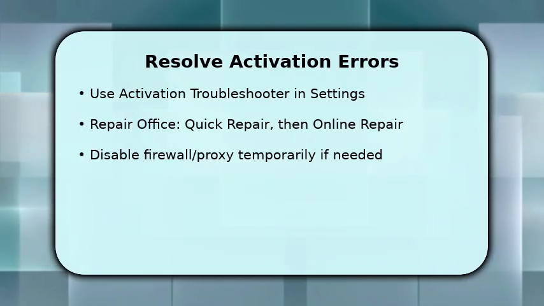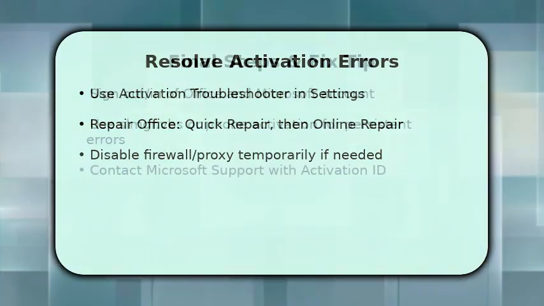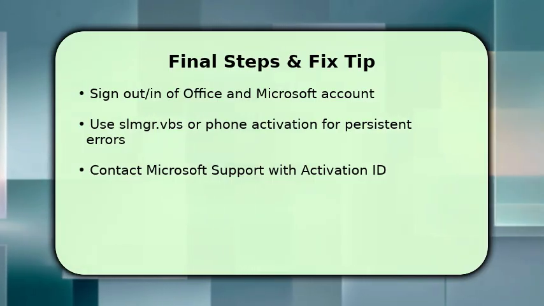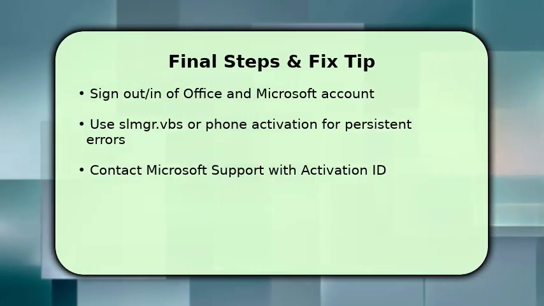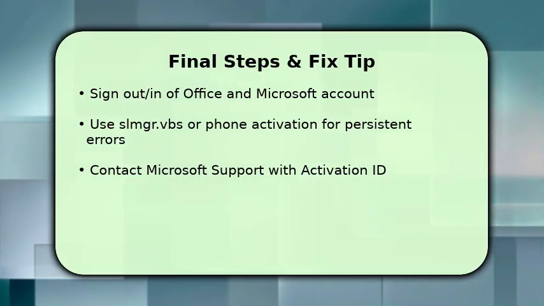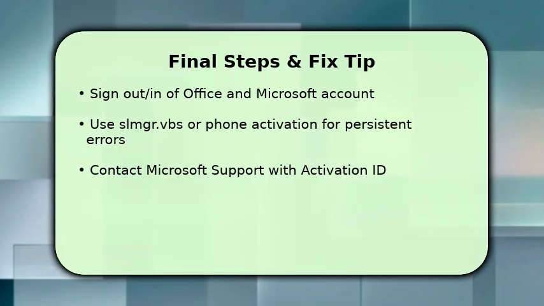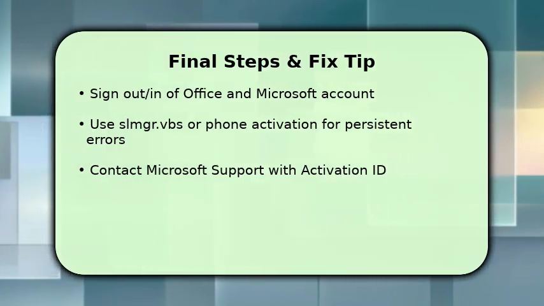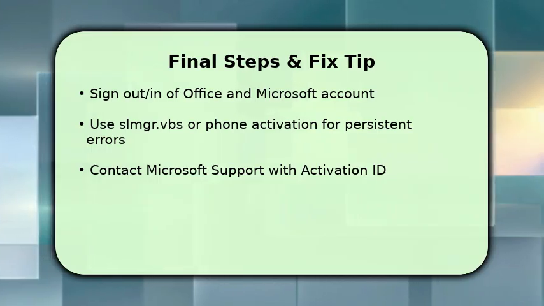To finish, sign out of Office and the Microsoft account, then sign back in to refresh license tokens. This often flips activation to active. If issues persist, use command tools like slmgr.vbs for Windows license checks, or follow Office's phone activation to get an activation ID from Microsoft. Those methods bypass web validation.